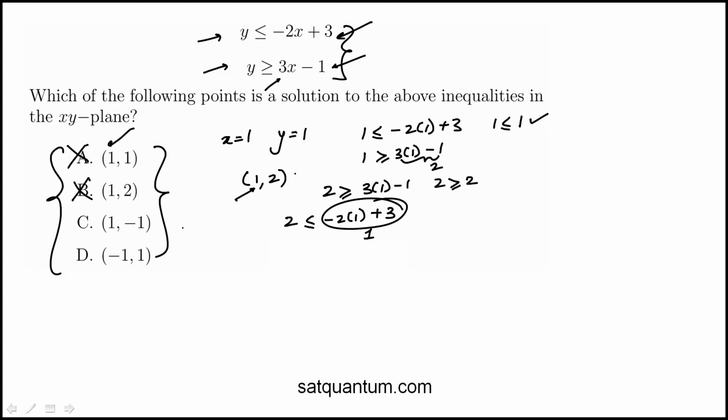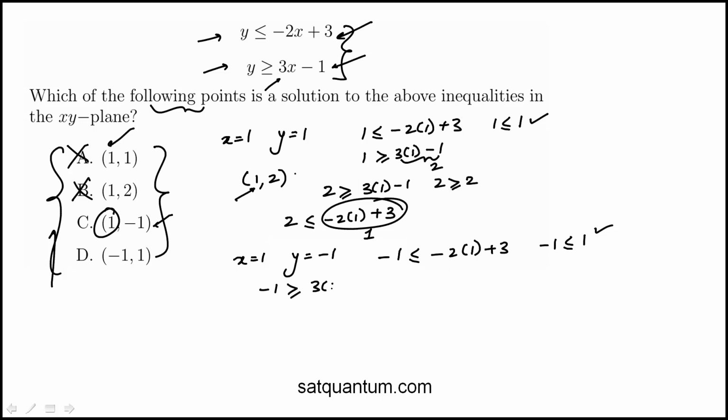So you'll just do it sequentially. It's random in terms of how you want to go about these choices. Usually, with which of the following, I start from the bottom, but no guarantee. If we do C, we've already tested. No, actually we haven't, because the y value is different. So the first one would be minus 1 less than or equal to minus 2 plus 3, and that does work. And then the second one would be minus 1 isn't greater than or equal to 2. So we know the answer has to be D.